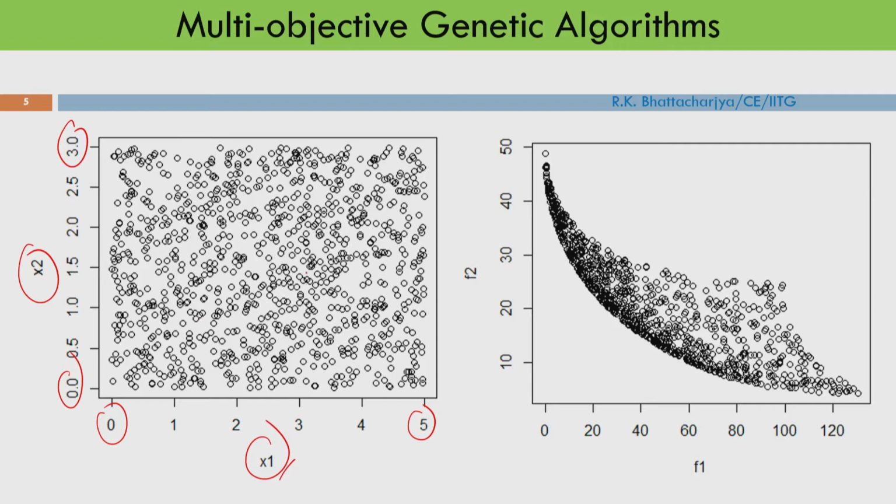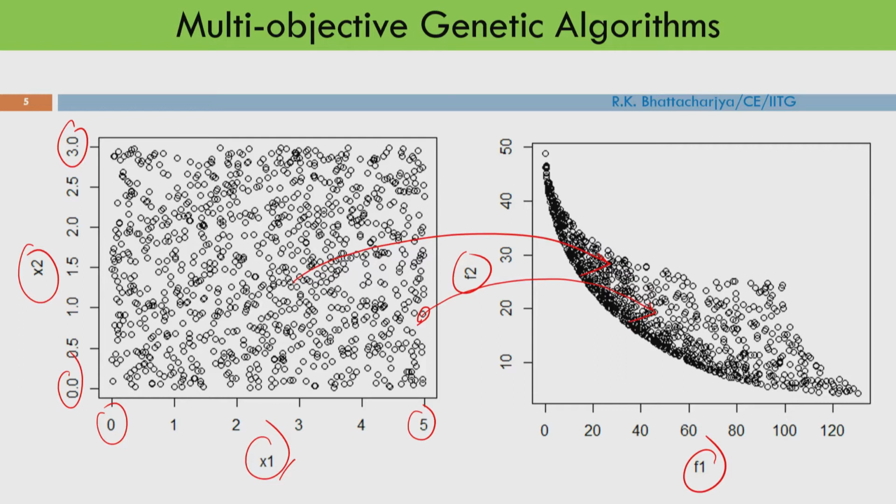So, there is a mapping between these two search spaces. This is the objective search space. Suppose this is a solution with x1 equal to around 5 and x2 equal to 1, and correspondingly there is a point somewhere here, which shows the value of f1 and f2. So, there is a mapping between these two search spaces, and most of the time this mapping is non-linear.